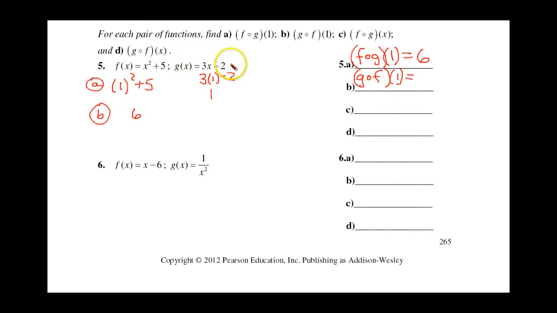Now we put the 6 in there. 3 times 6 is 18, minus 2 gives us a 16. Okay, so this is going to become a 16 here.